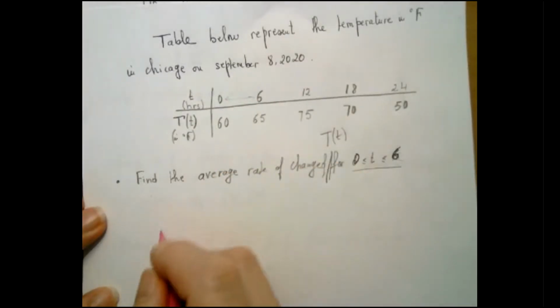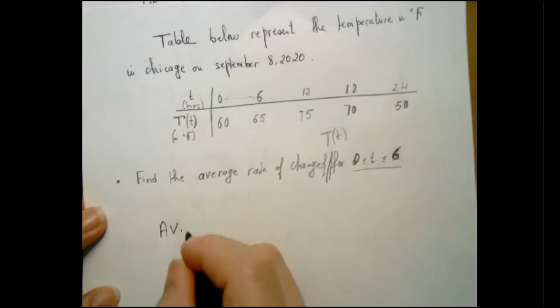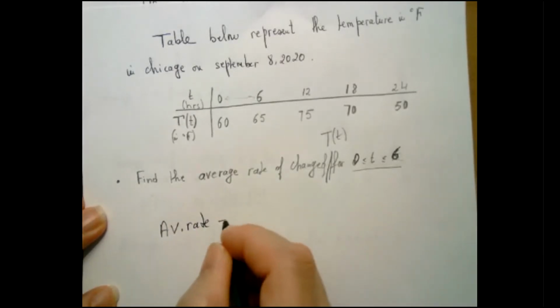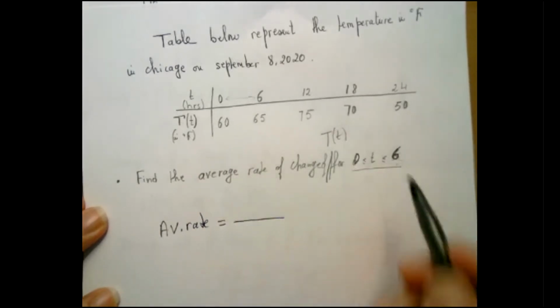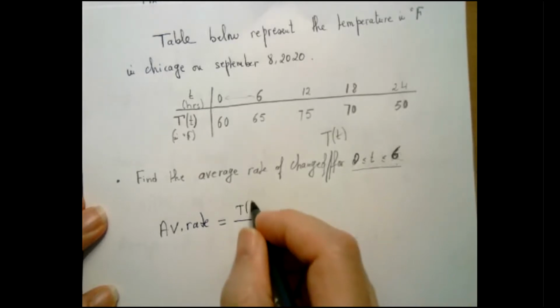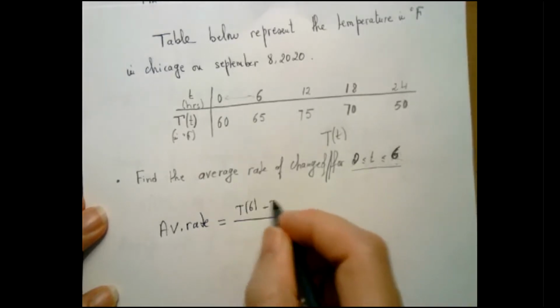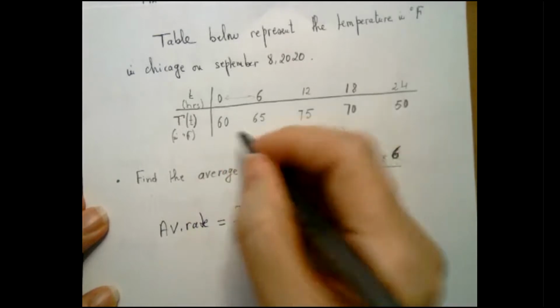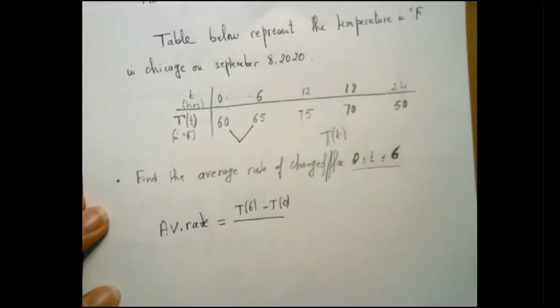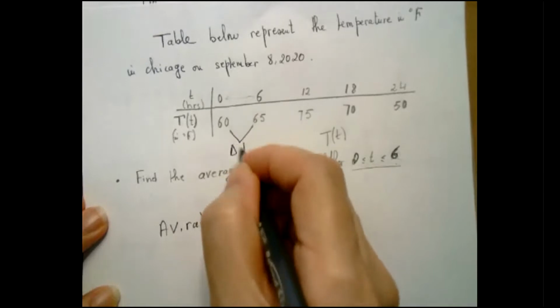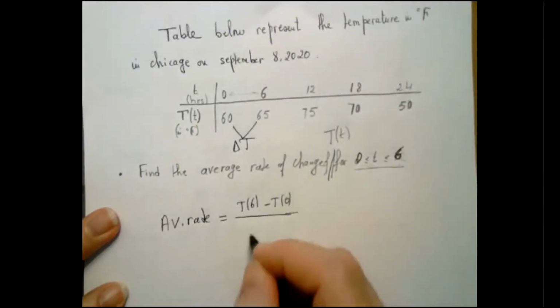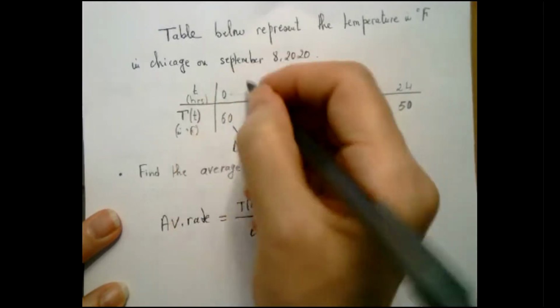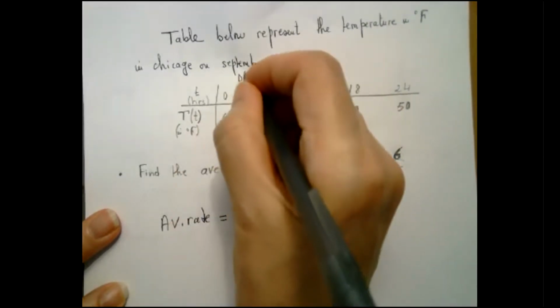All right, so what's the average rate? We apply first the formula verbatim and then we'll give meaning to it. It's equal to, I want it between 0 and 6. It means it's the temperature at 6 minus the temperature at 0. It's basically the change in temperature, divided by 6 minus 0, which is the change in time.